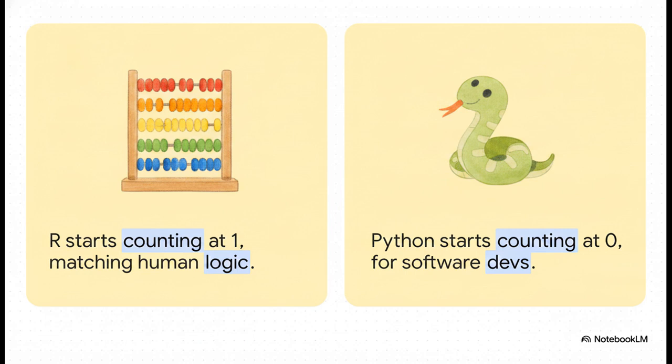But Python was built by software engineers, so it starts counting at 0. The first element is 0, the second is 1, which can be incredibly confusing if you aren't a computer scientist. It's a great little piece of nerd humor for sure, but it perfectly highlights how R was purposely designed from scratch for data people, not software engineers.